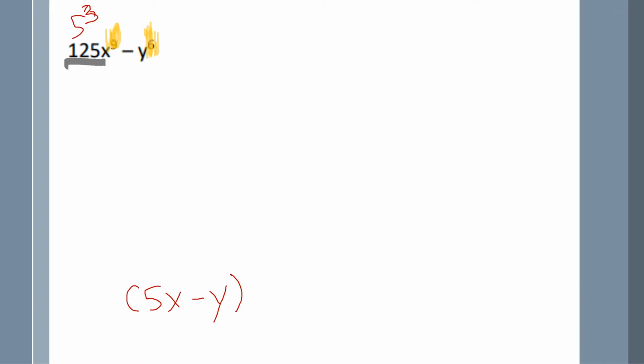So if I took a 5, an x, and a negative y. In your parentheses in the back, you know how many you should have. You know you're going to have two 5x's, and we know we're going to have two y's as well, and we know that it's going to be positive because that's what the formula tells us. All right?